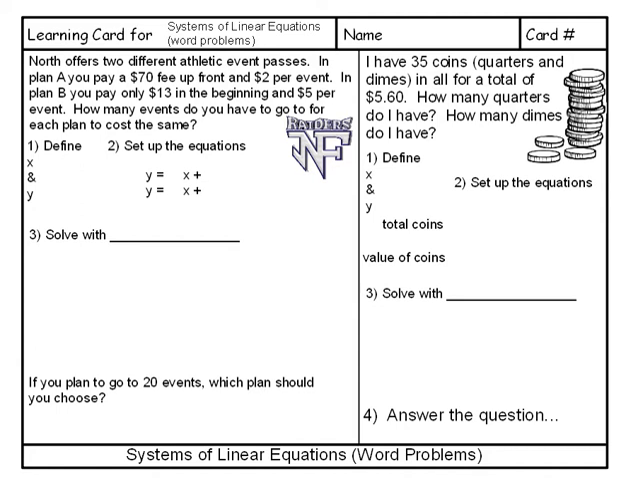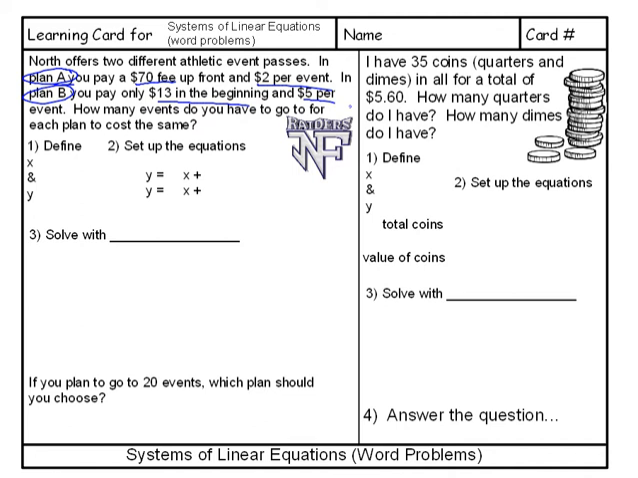North, the high school I work at, offers two different athletic event passes. In Plan A, you pay $70 up front and $2 per event. Plan B is $13 in the beginning, which is not much, but $5 per event. So you have to choose, and it depends on how many events you think you're going to go to. If you think you're going to go to a ton of them, then pay a bunch up front and a little bit per event. But if you're only going to go to a few events, pay a little bit up front and maybe a little more per event, and it might come out a little cheaper.